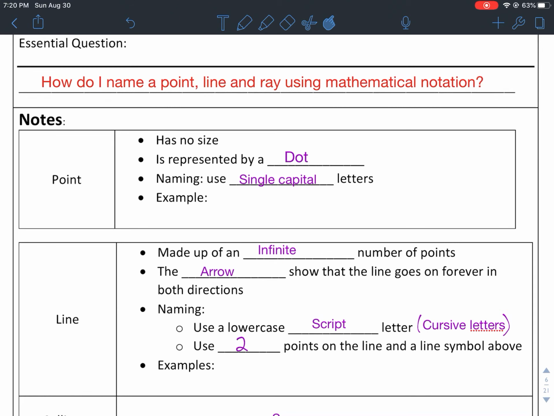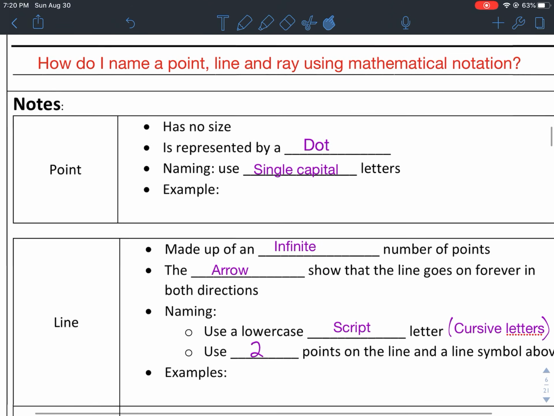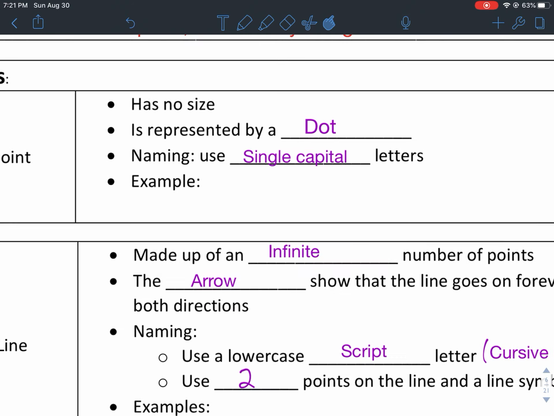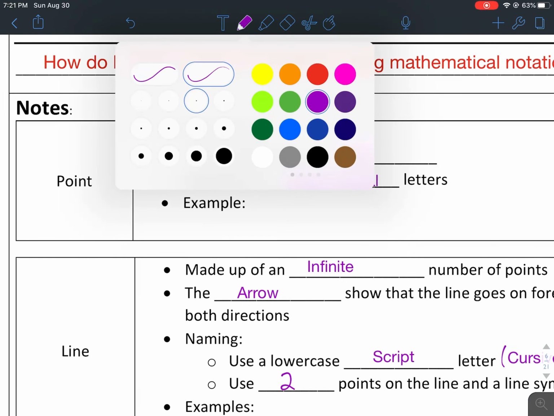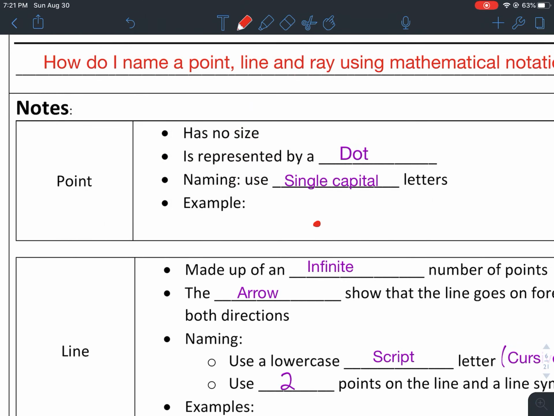So let's first talk about a point. Some important features about a point are that it has no size. It is represented by a dot, and when you name it, you use single capital letters. So for example, here's an illustration of a point. Very simple, just a dot. And when you name it, you need to use one single capital letter.